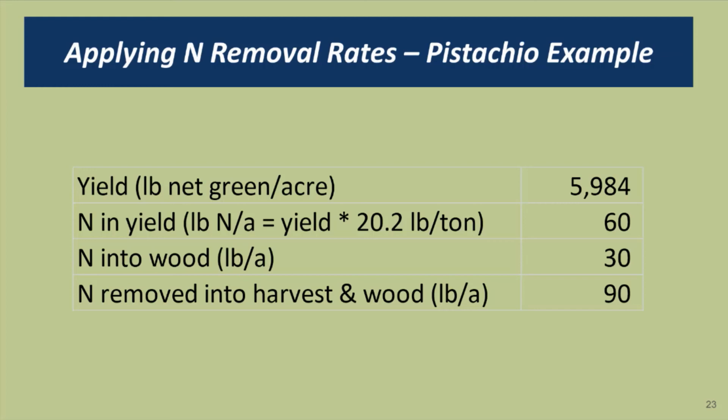Just to show how they're applied, if you have a net green pounds per acre of pistachios of about 6,000 pounds, and the concentration is about 20 pounds per ton, that gives you about 60 pounds of nitrogen removed into the pistachios. Into the wood, maybe 25 or 30 pounds. You add those together and have about 90 pounds of N removal.